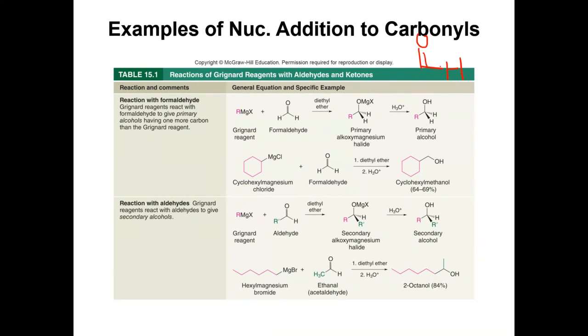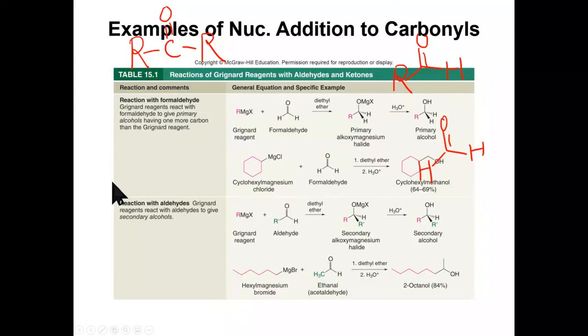So one side is hydrogen, and this side could be hydrocarbon or hydrogen. Both are considered aldehydes. And ketones means that on both sides of the carbonyl group you have a hydrocarbon group. So this is called a ketone. Actually, it doesn't matter what kind of carbonyl compound you have. The mechanism is exactly the same.